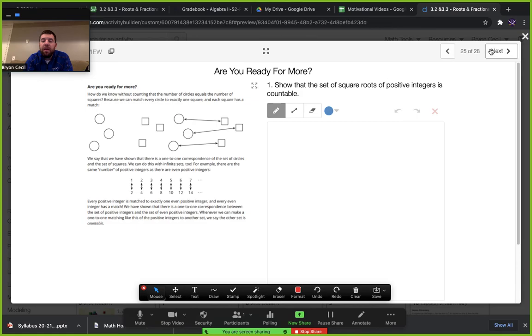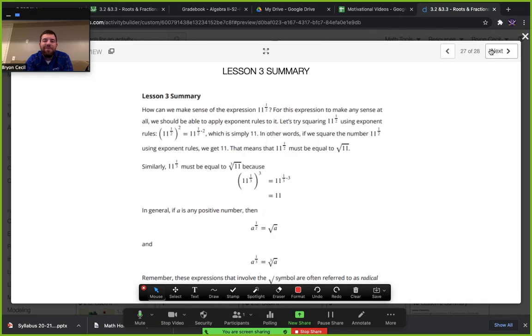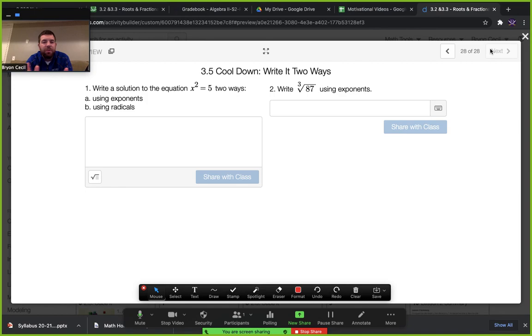I'm going to go ahead and skip this word problem. Here is a lesson summary, kind of going over what we just did. I think this is pretty much in a nutshell. Right here it says we can write a solution to the equation x squared equals 5 two ways, using exponents and using radicals.